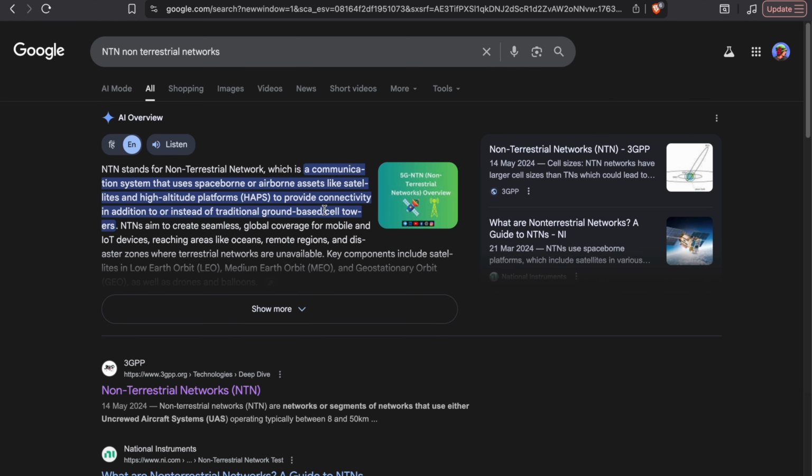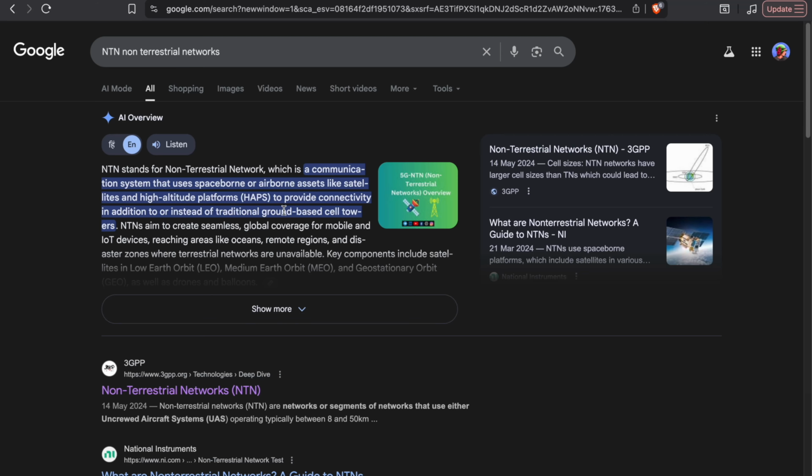So this is just a quick Google search on non-terrestrial networks, and the very basic definition is that it's a communication system that uses space-borne or airborne assets like satellites or HAPS to provide connectivity in addition to or instead of traditional ground-based cell towers.